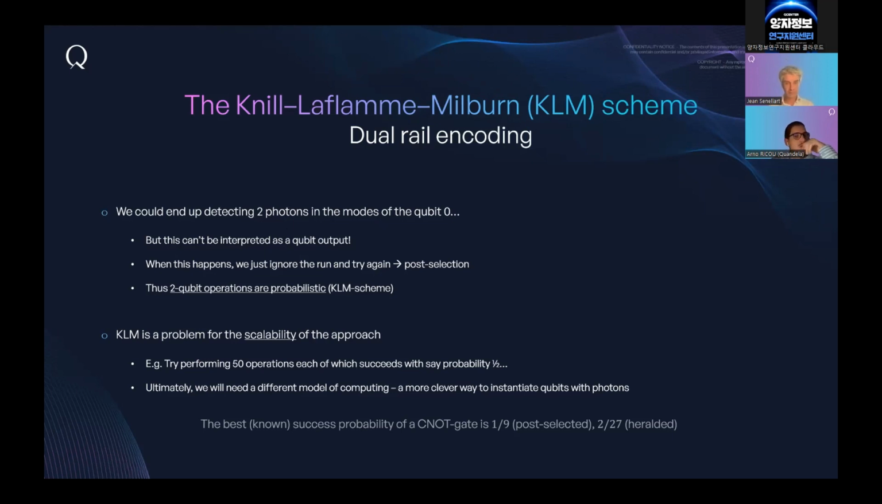And that's a problem for scalability, because if you want to have 50 operations that each have a success probability of 1/2, then you see that 1/2 to the power of 50 is really, really low. So the success probability is too low to observe it. And we need a different model of computing, a more clever one, to instantiate qubits with photons.